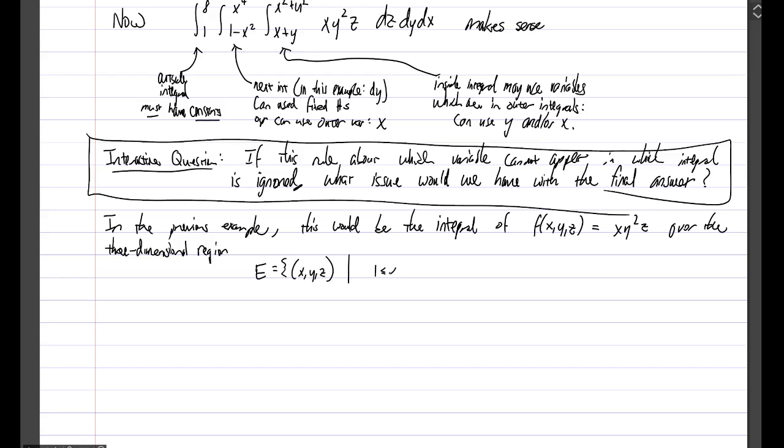It'll be the set of all points x, y, z satisfying the following. So first of all, x is always stuck between two constants, 1 and 8, and y will always be stuck between 1 minus x squared and x to the 4th, and z will always be stuck between x plus y and x squared plus y squared. Now, how would you do this integral? How would you evaluate this integral?